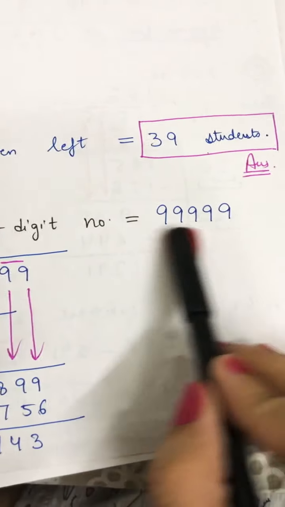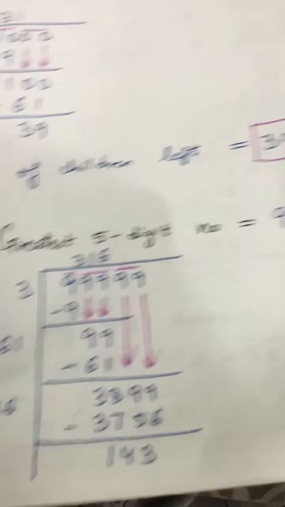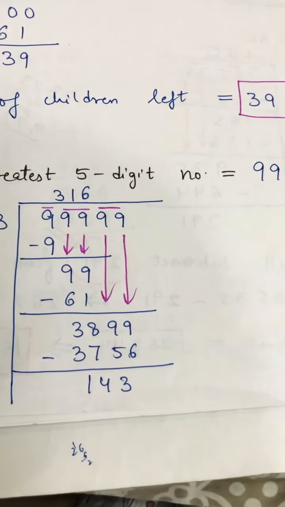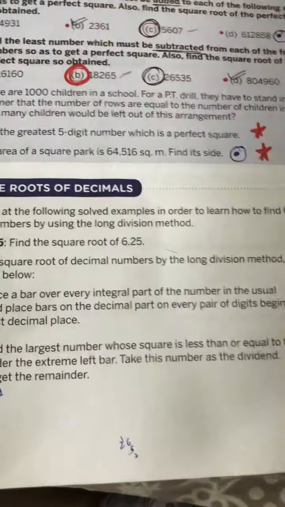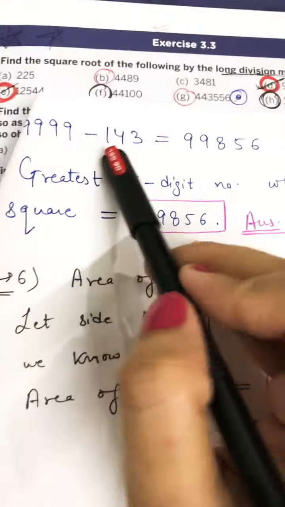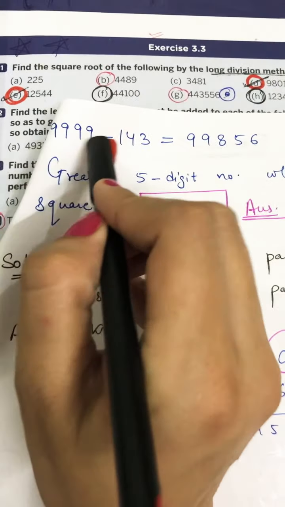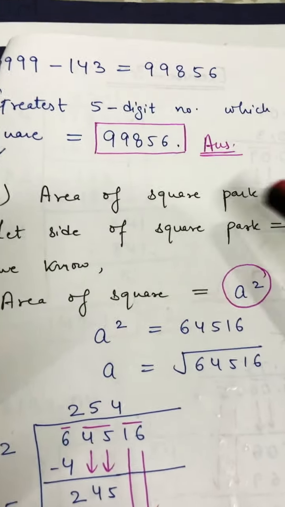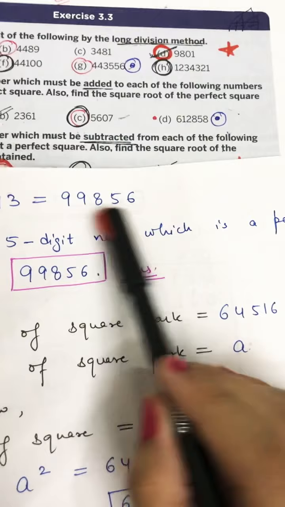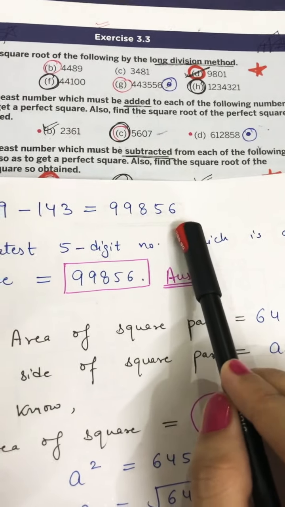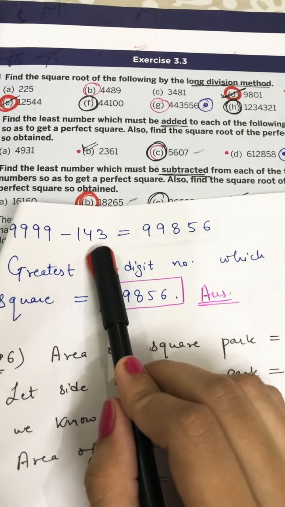So this number is not a perfect square. If it were a perfect square, then your remainder would be 0. So your remainder is 143. You have to subtract this 143 from the greatest number, 99999, so that your answer will be 99856. So this 5-digit number is now a perfect square, because whatever remainder was coming, you have now subtracted.